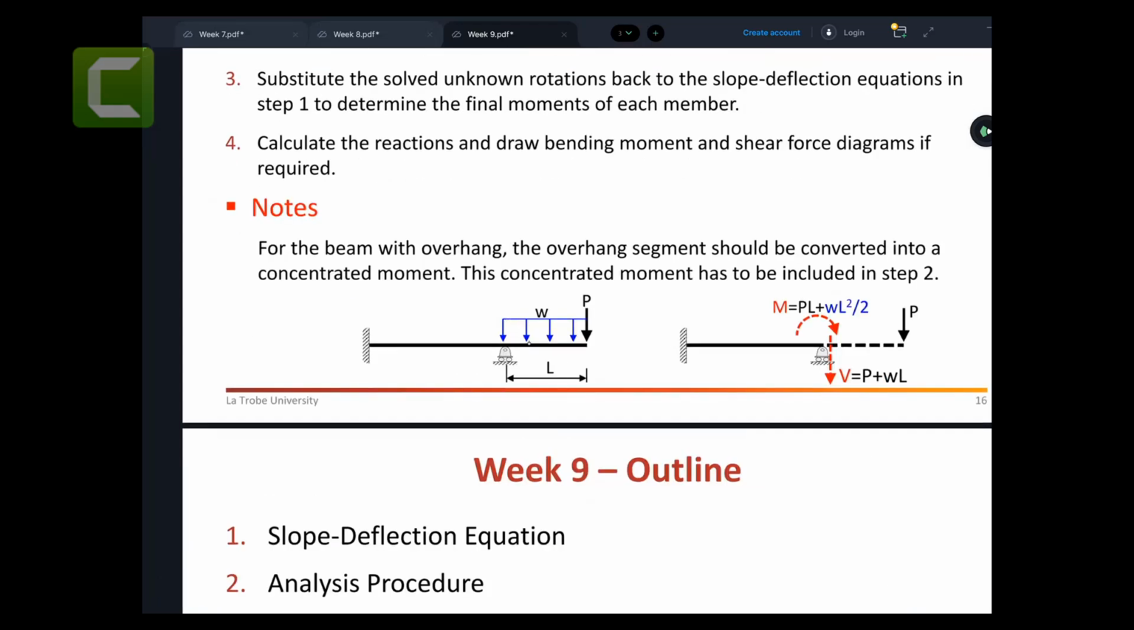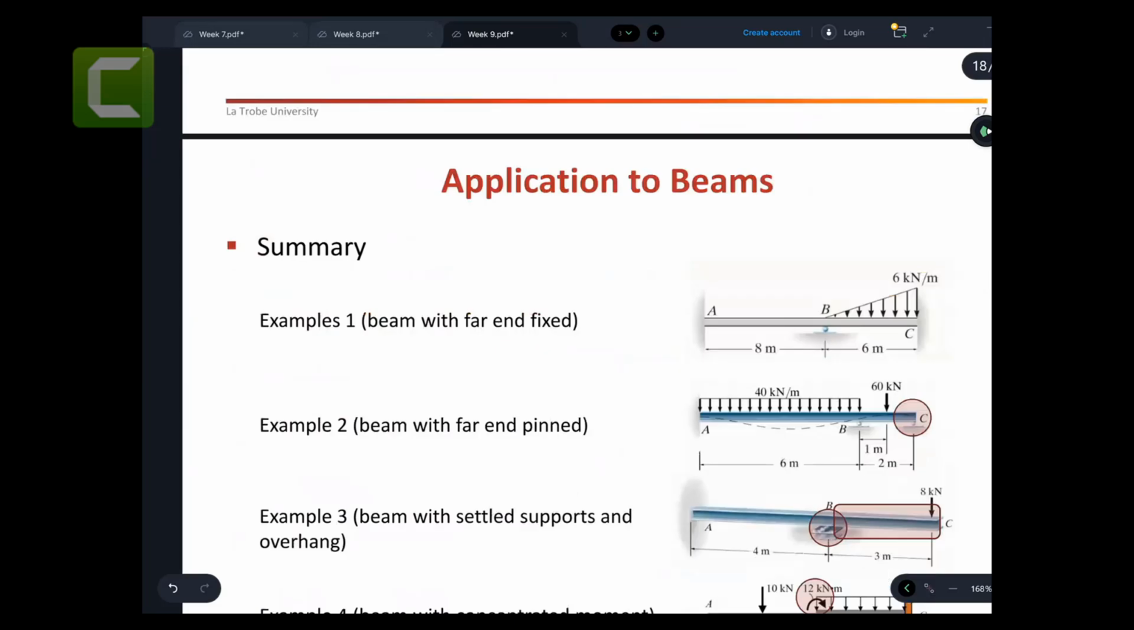When you have these, you can convert them into these kinds of structures. So let's take an example.